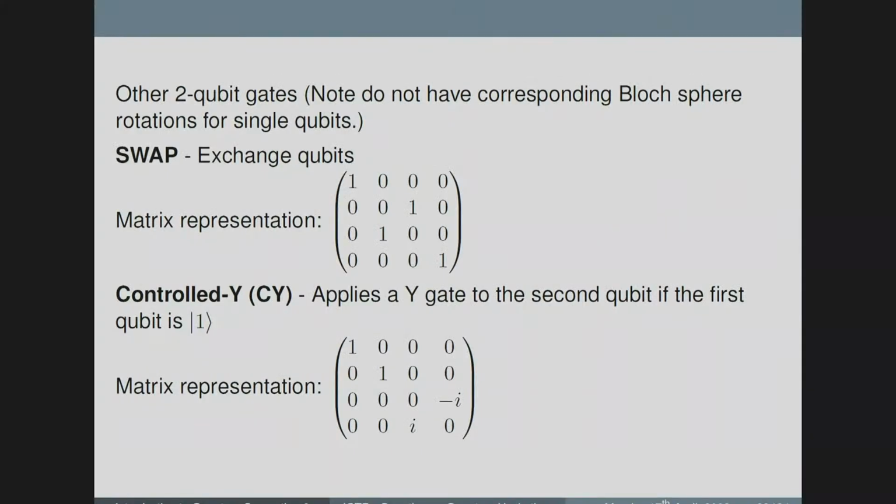So again, you can have many of these gates. You can have a swap gate where you swap the position of your qubits. You can have your controlled Y, which applies a Y gate to a second qubit if the first qubit is in the one state, and such. So there are many of these processes you can think of. You will experience many of these gates.